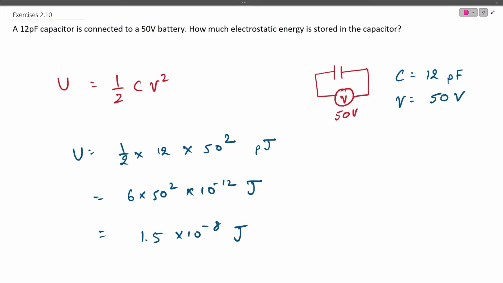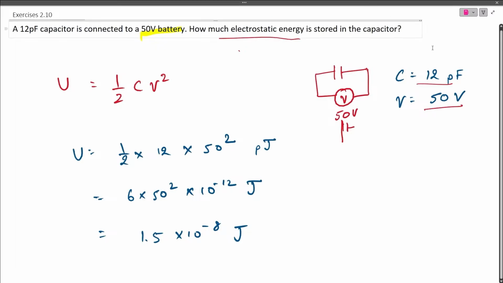The question says that a 12 picofarad capacitor is connected to a 50 volt battery. How much electrostatic energy is stored in the capacitor? Now in this circuit, there is a battery and there is a capacitor, and the capacitance of the capacitor is 12 picofarad and the voltage of the battery is 50 volt. Now we have to tell how much electrostatic energy is stored in the capacitor.